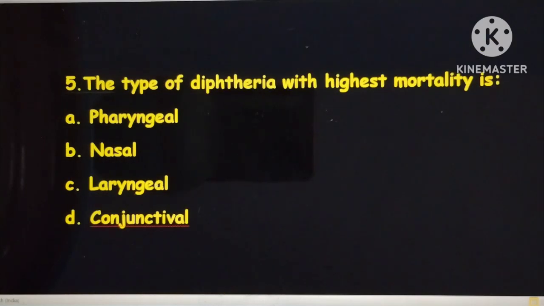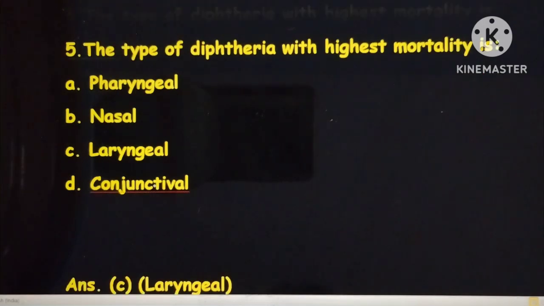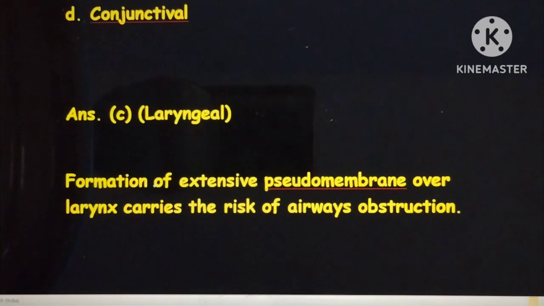Next question, friends: the type of diphtheria with the highest mortality rate is pharyngeal, nasal, laryngeal, or conjunctival. I think this was asked in an INICET question, and here the answer is laryngeal. The pseudomembrane can extend over the larynx and cause an airway obstruction, which leads to death or mortality.